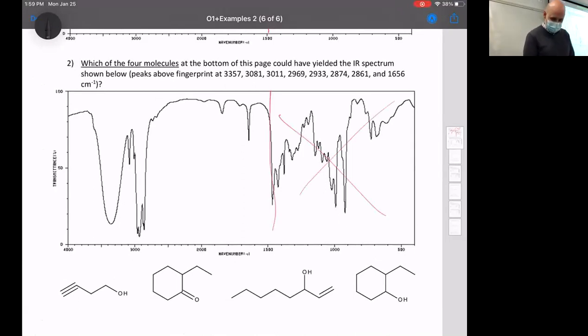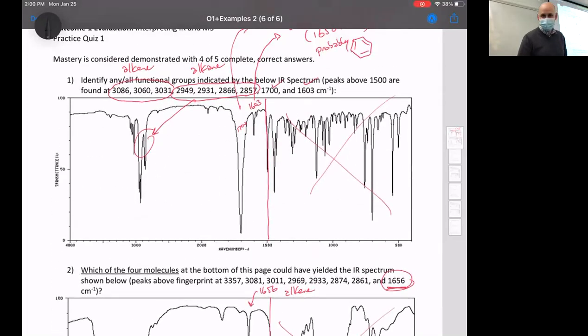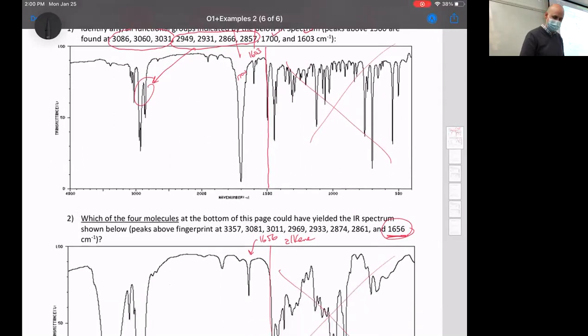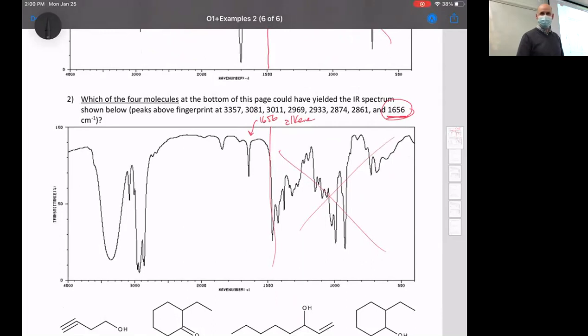All right, and so let's start right here. What is this thing? 1656. Alkene, right. Does it have resonance? Nope. So remember that if you got something around 1650, it's either an alkene without resonance or a carbonyl that had resonance, like an amide, or even like a ketone that's got resonance. But a carbonyl is a super strong peak. It'll almost always be the strongest peak on your spectrum. And so this is definitely not a super strong peak, so that's definitely an alkene. So good job.